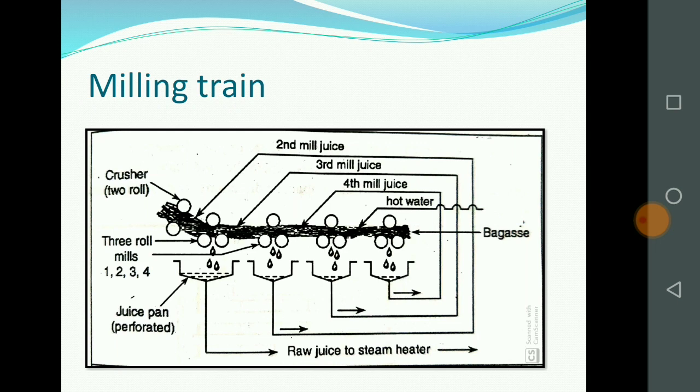Here, hot water is sprayed on the bagasse passing from the third mill. The dilute juice from the fourth mill is sprayed between the second and third mills. The juice from the third mill is sprayed between the first and second mills. The juice from the second mill is sprayed on the bagasse coming from the crusher. The moistening of bagasse helps efficient extraction of cane juice. It can be shown in this diagram.